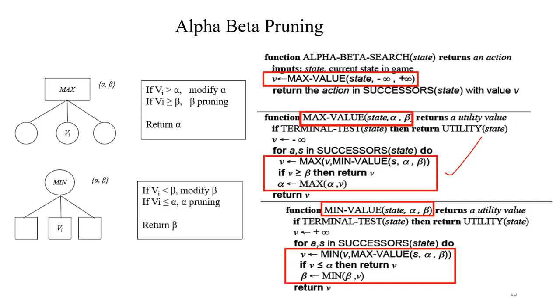If we come to the min value function, it takes the state, alpha and beta values, and always returns utility values. The important thing is we have to initialize v with plus infinity. In every move, it is going to decrement its value. In the min value function, if V of i is less than beta, then we have to update the beta value. If V of i is less than or equal to alpha, then we have to prune. Then always we have to return the beta value.